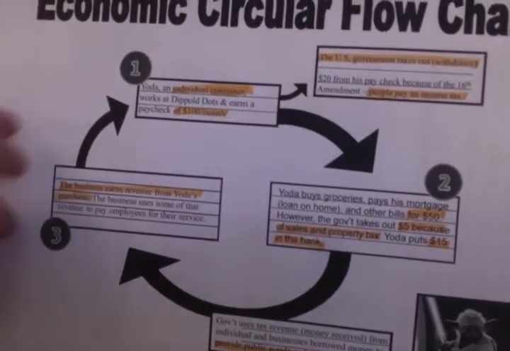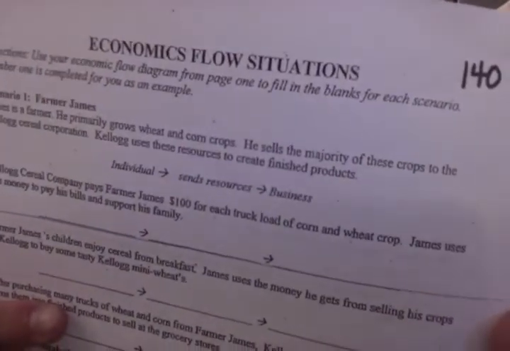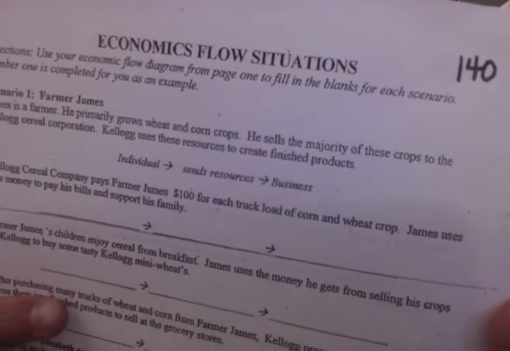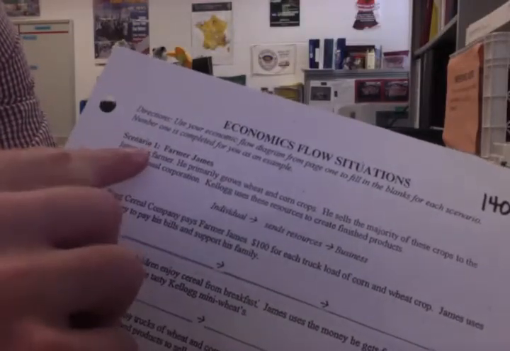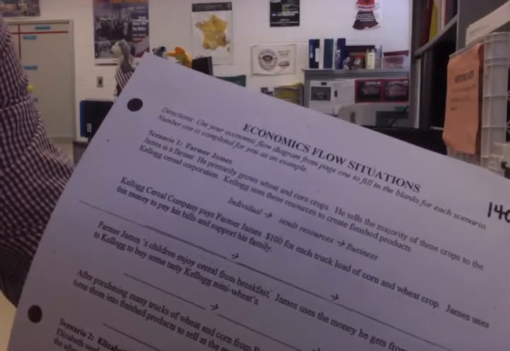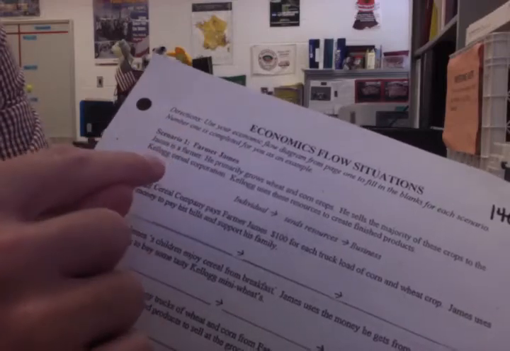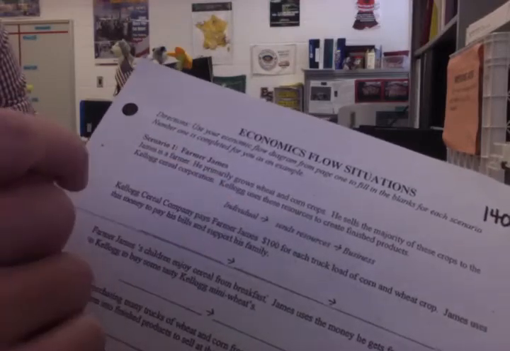Now, you're going to do some practice with this. Now, you're going to work on the worksheet called Economics Flow Situations. Here, you're going to read different situations dealing with Farmer James, as well as Elizabeth, who is the clown worker. What you're going to do is you're going to read the scenario and then decide who is doing the interaction.